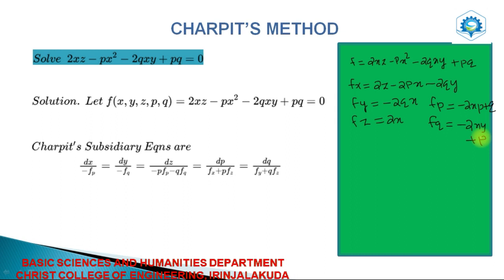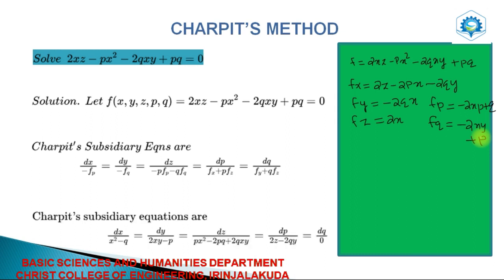Let us now substitute all these values in our Charpit subsidiary equation. What we get? Dx divided by x square minus q equal to dy divided by 2xy minus p equal to dz divided by px square minus 2pq plus 2qxy equal to dp divided by 2z minus 2qy equal to dq divided by 0.